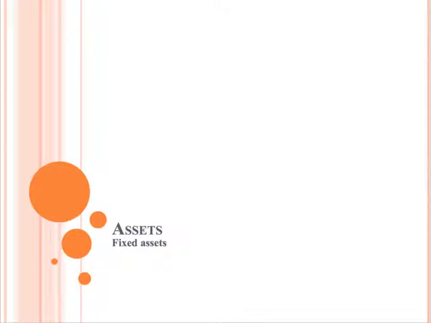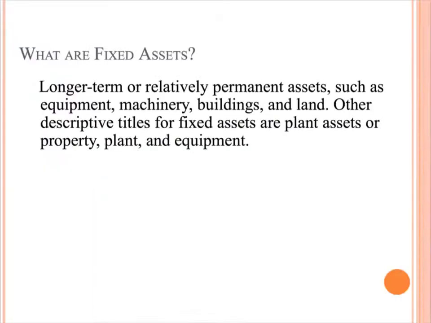In this lesson, we're going to look at assets, specifically fixed assets. What are fixed assets? Well, fixed assets are usually longer term or relatively permanent assets, such as our equipment, machinery, buildings, and land. Other titles for fixed assets that you will see are plant assets or property, plant, and equipment. Some designation to let you know that these are long-term, non-current fixed assets.